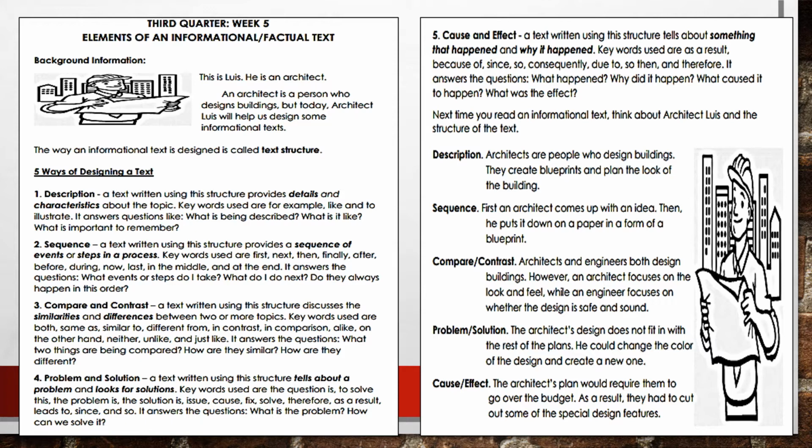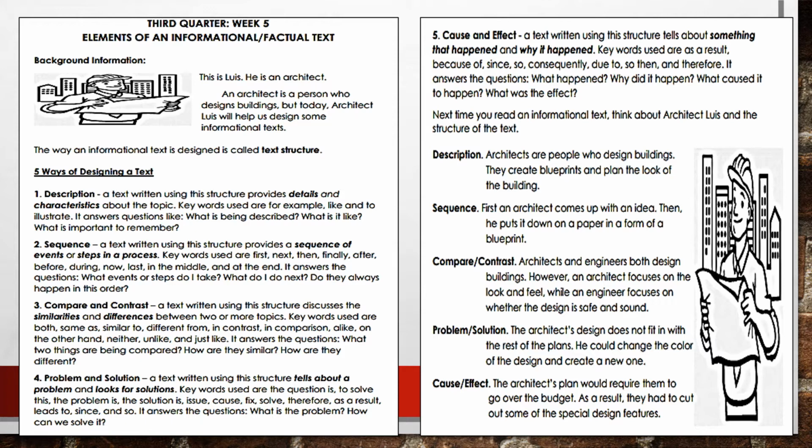It answers the questions: what happened? Why did it happen? What caused it to happen? What was the effect? Next time you read an informational text, think about architect Luis and the structure of the text.